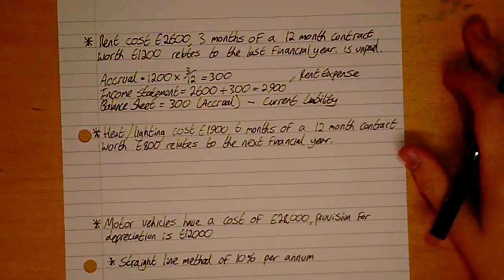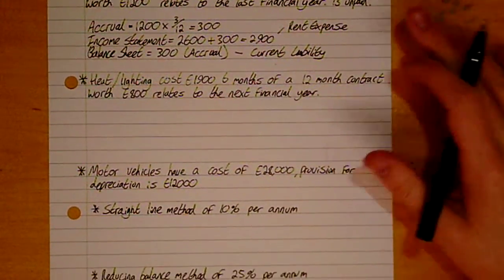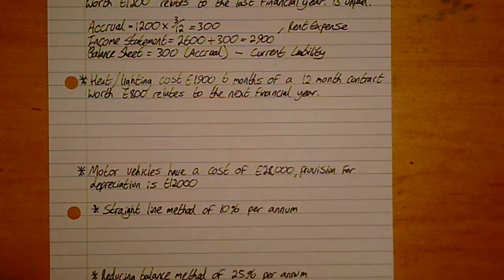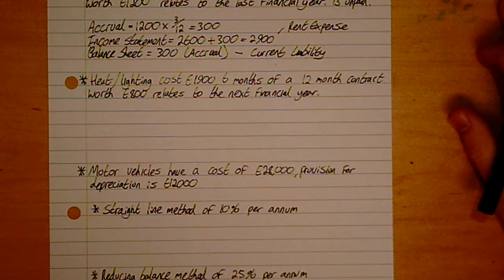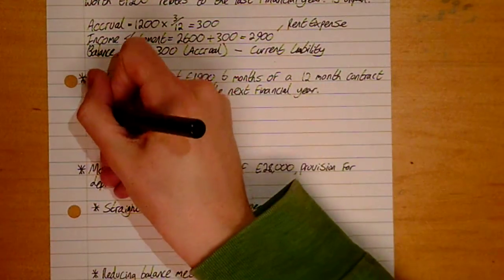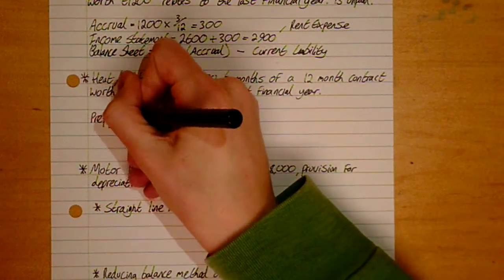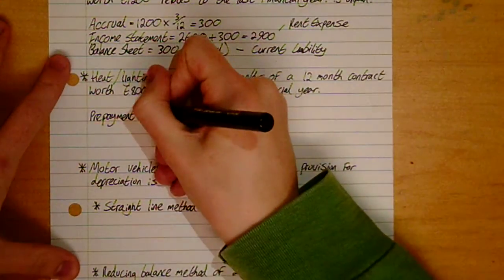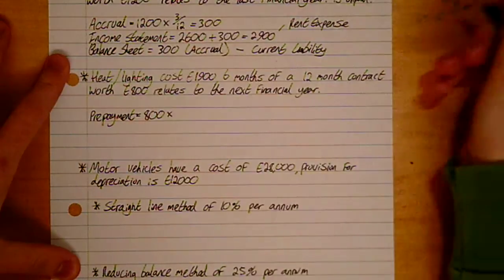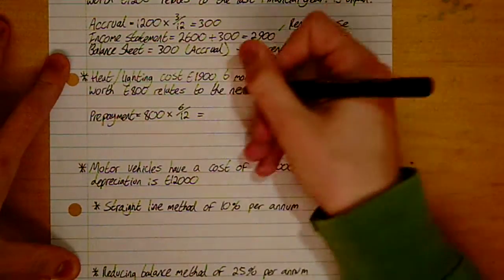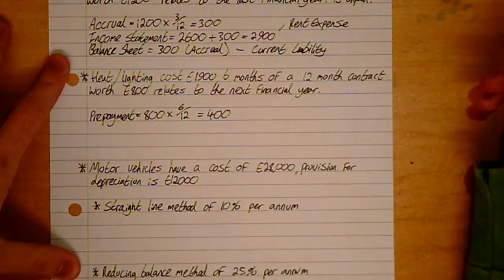So that's the accruals. So the next one is a prepayment. Heat and lighting cost 1,900, so that's also from the trial balance. 6 months of a 12-month contract worth £800 relates to the next financial year. So let's calculate once again. It's just vice versa basically. Let's calculate the value of the prepayment. The contract is £800, and we're just going to do how many months we've prepaid, 6, over the length of the contract, 12. So that's 800 times a half basically, so the prepayment is £400.